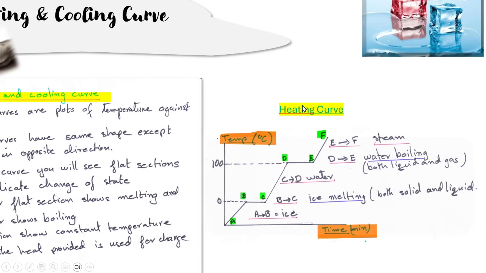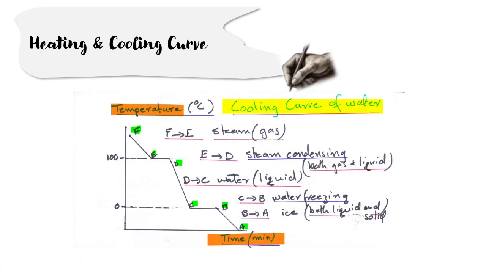Now let's see another graph. This graph is the cooling curve of water. You can see its shape is changed. It is coming from top to bottom. We can see again the temperatures 100 and 0. F to E it shows steam. Then from E to D it is again constant, which is change of state. It is steam condensing, that is from gas to liquid. Now from D to C it's water, only one state.